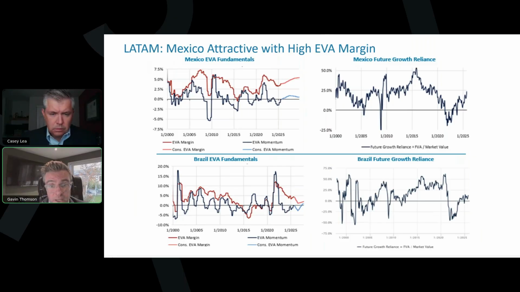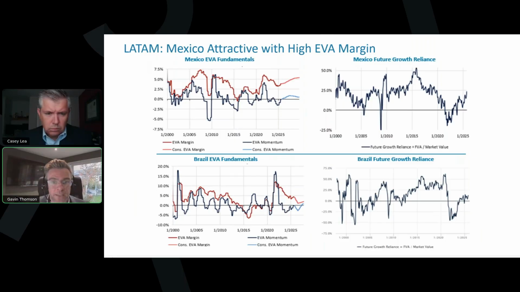Mexico looks attractive. And then Brazil, I think Brazilian market performance has been pretty strong this year, has seen a larger contraction in EVA margin, but actually the current level is above the US level of profitability, and valuations are also relatively cheap. The trade-off between Mexico and Brazil, the consensus view is that Brazilian profitability is more pressured from here. So certainly from the two LATAM markets, we probably err towards Mexico.